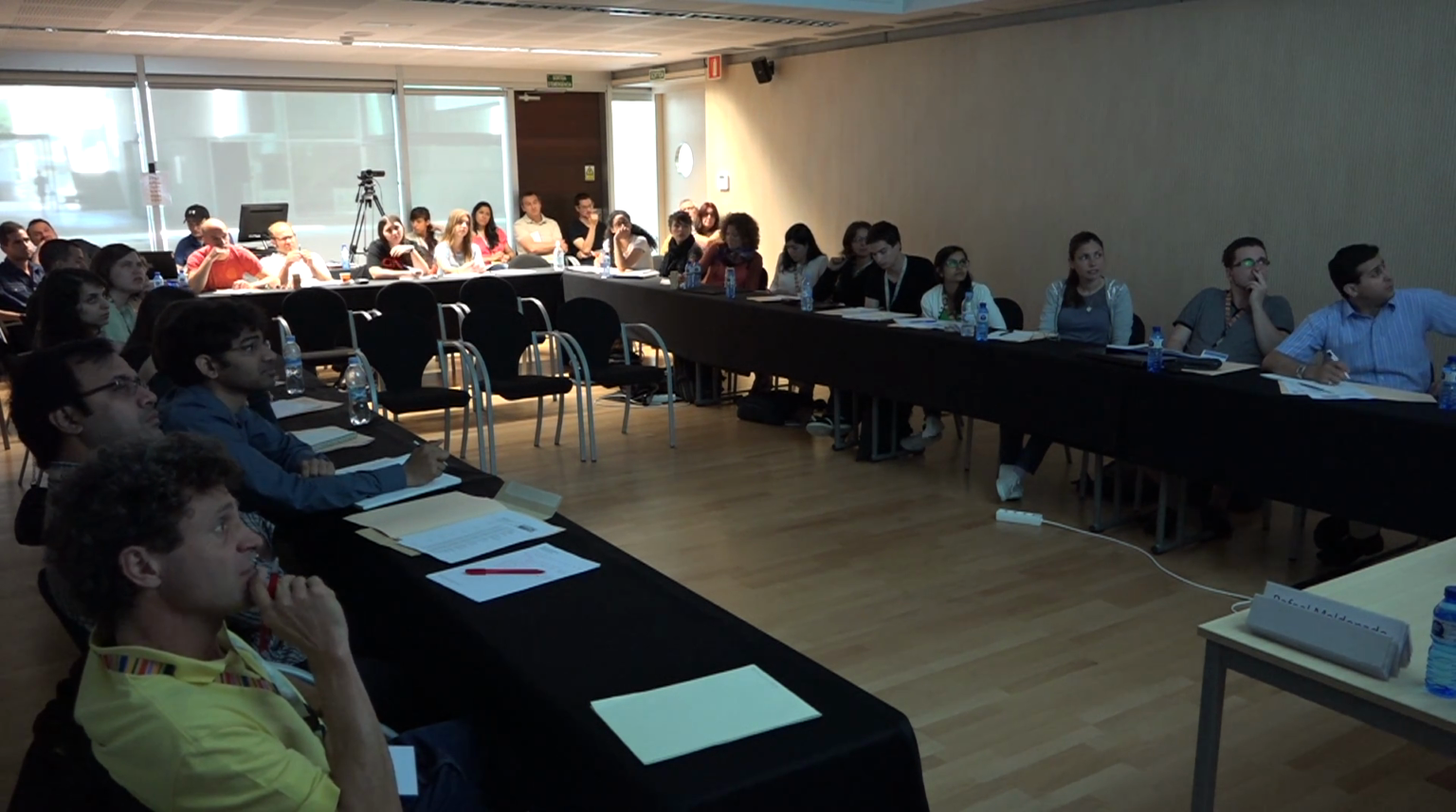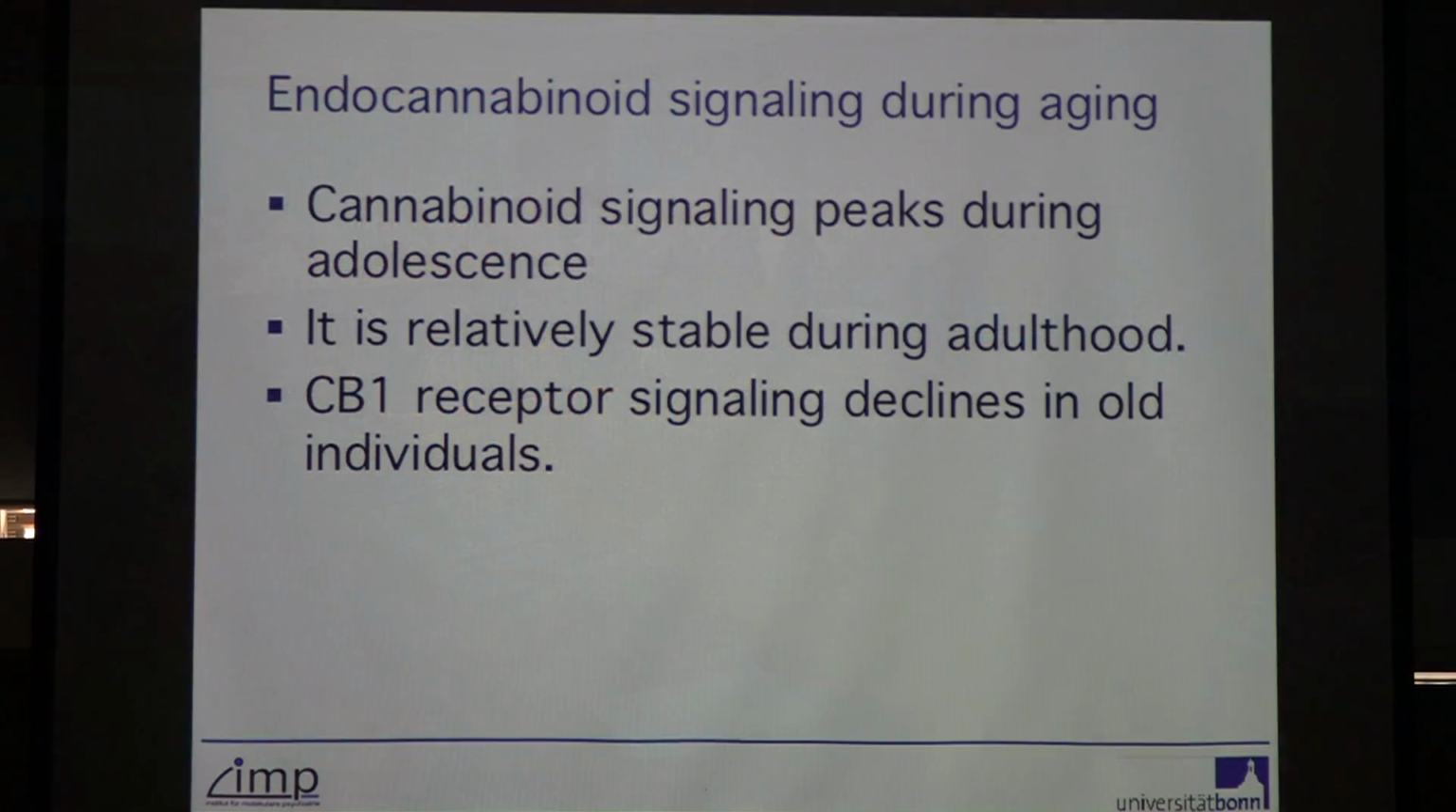So, this alerted us to the fact that endocannabinoid signaling seems to change during the aging process. It does peak during adolescence. During adolescence we have the highest GTP gamma S binding, and we also find the highest level of 2AG. Then it declines, but throughout adulthood it remains relatively stable.